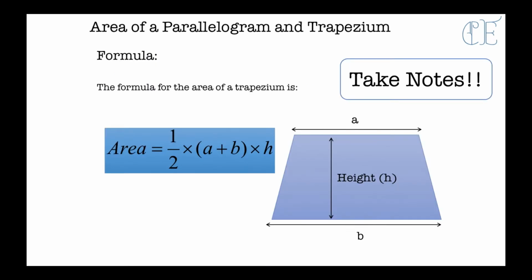Okay, so next then let's have a look at the area of a trapezium. So the formula, please take notes, for the area of a trapezium is a half times a plus b times h. Now that looks quite confusing, but all that means is that a, which is going to be this measurement, plus b, which is going to be this measurement, we add them together because they're in brackets. We can do that first. We can then times by the height, which is this measurement.